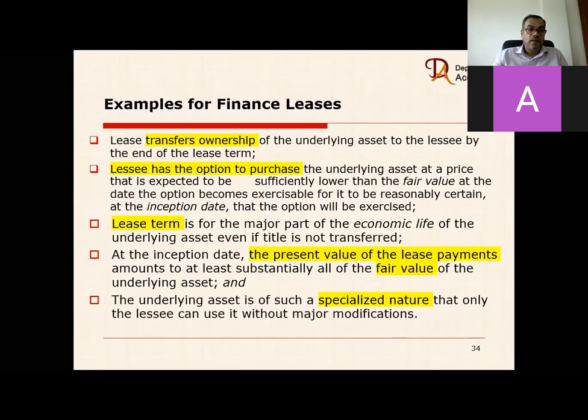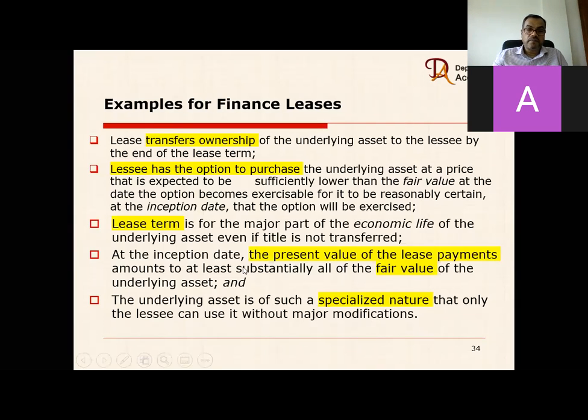For example, lease term is 5, useful life, economic life is also 5, then finance. Lease term is 4, economic life is also 5, more or less the same, 80%, maybe you're right. Lease term is 5, economic life is 4, it's more or less the same, you can take it. The lease term is 2, useful life is 5, then that is not a finance lease.